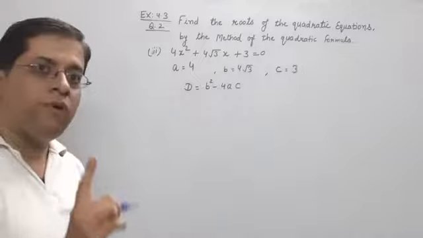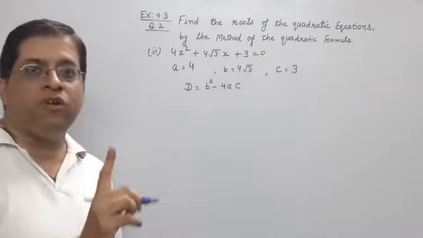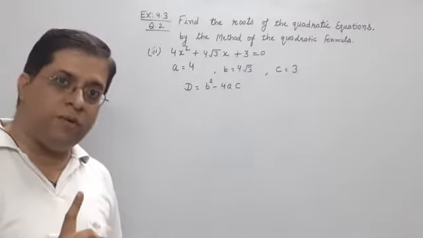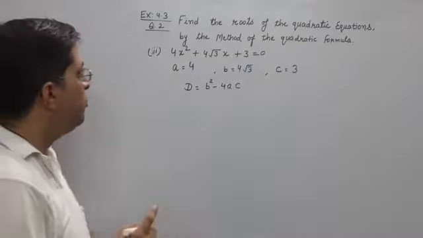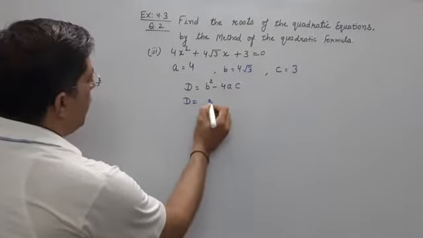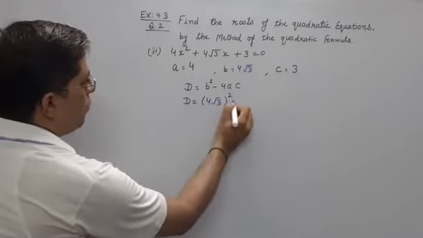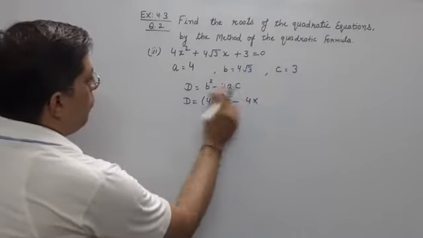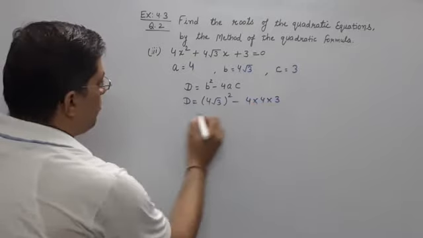Now find the discriminant. The discriminant gives us the nature of roots. The discriminant is b square minus 4ac. Here b is 4 root 3, so b square is 4 root 3 square. a is 4, and c is 3.